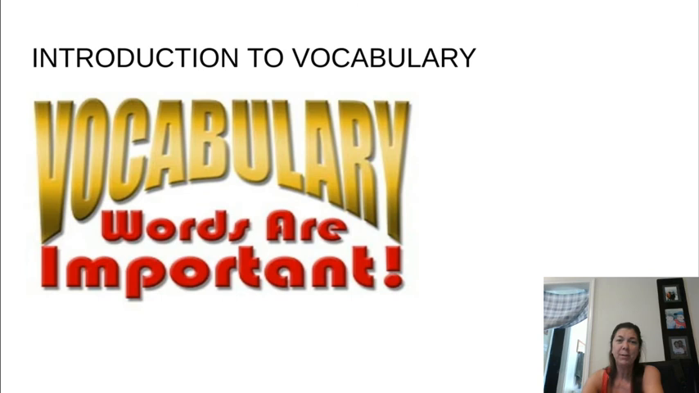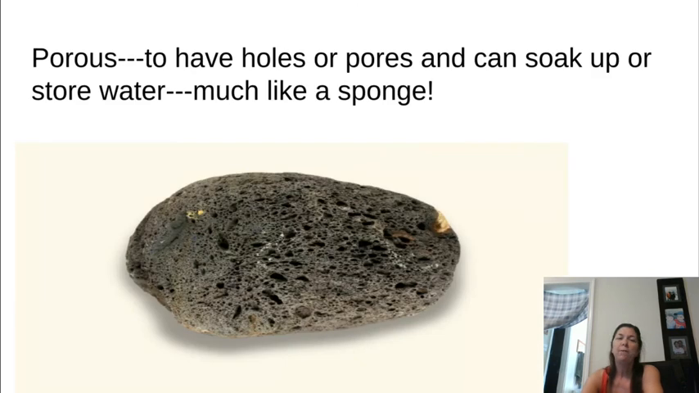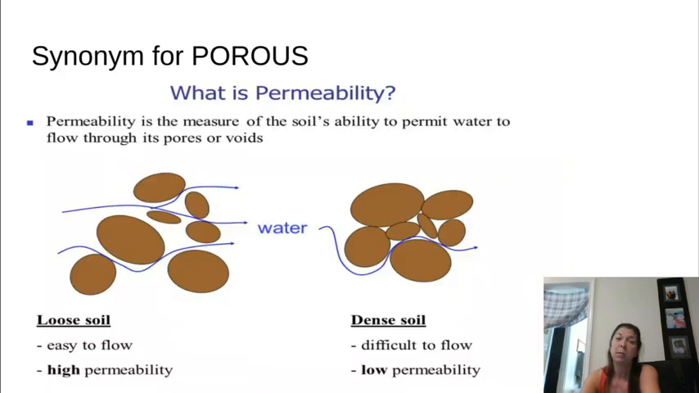We're going to start with some vocabulary, okay? So the first word that you need to be familiar with is the word porous. And porous simply means that it's a surface that has holes or pores and it's able to soak up water. So it's kind of like a sponge. So any material that is able to absorb and soak up water, we would say that's porous.